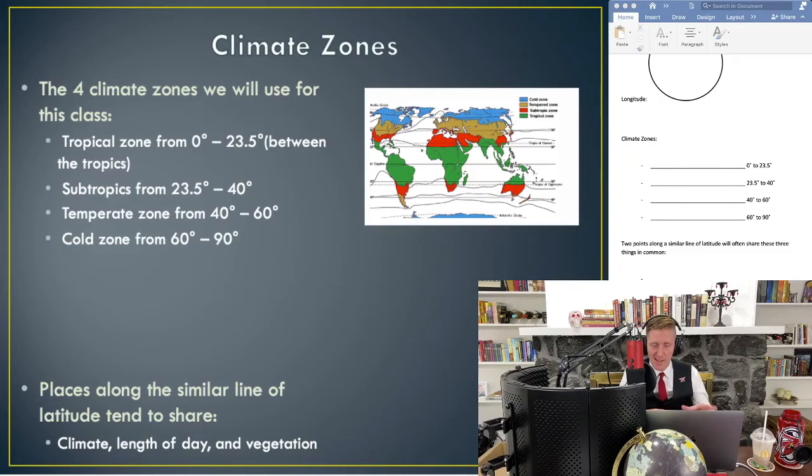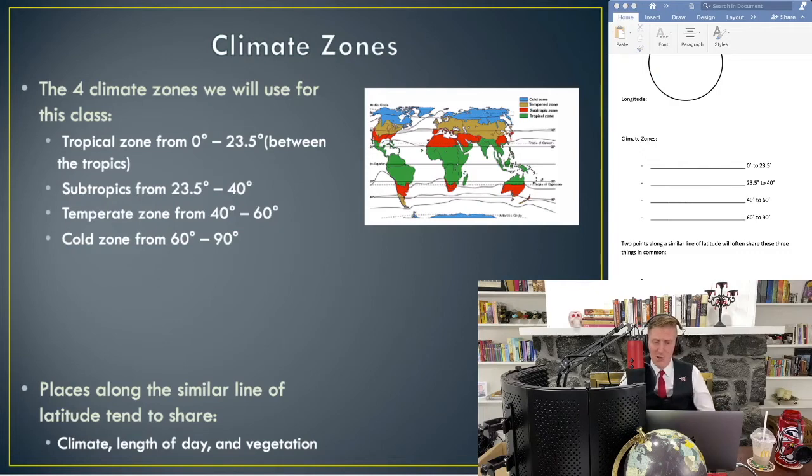Now, I'll give you a moment. If you didn't jot that down, please pause the video and jot that down now. So 0 through 23.5, tropics. 23.5 to 40, we've got subtropics. 40 to 60, temperate, and then 60 to 90, the cold or Arctic, Antarctic zones.